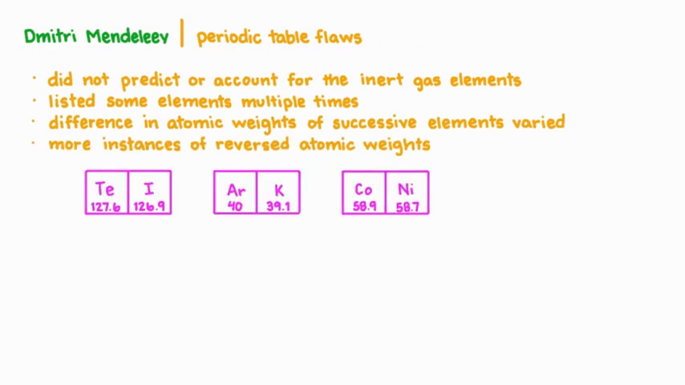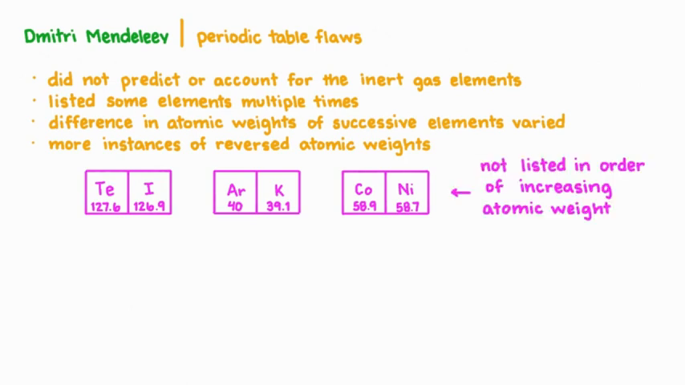As more elements were discovered and atomic weights were more accurately measured, more instances occurred, like the issue with tellurium and iodine. For each of these pairs, the element with the higher atomic weight needed to be listed first in order for both elements to be in the same group as elements with similar properties.